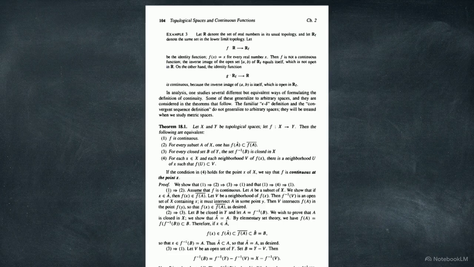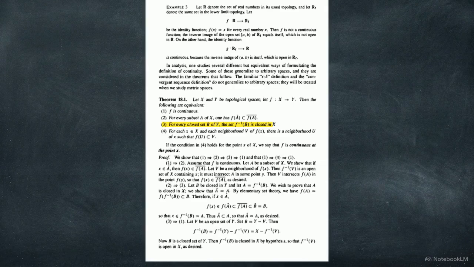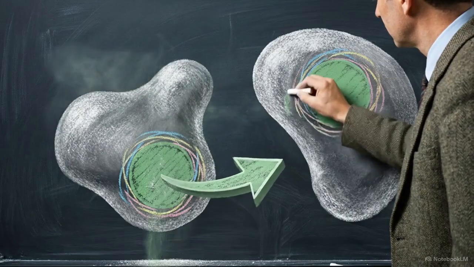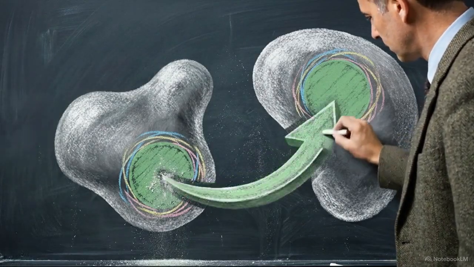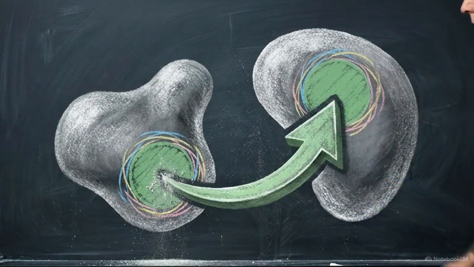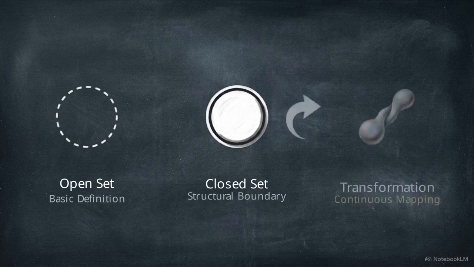Alternatively, Theorem 18.1 states continuity can be proven if the inverse image of every closed set is closed. Topological continuity ensures the structure of a space is preserved when tracing sets back from the destination to the origin. You have now moved from basic open sets to identifying structural boundaries and continuous mappings.